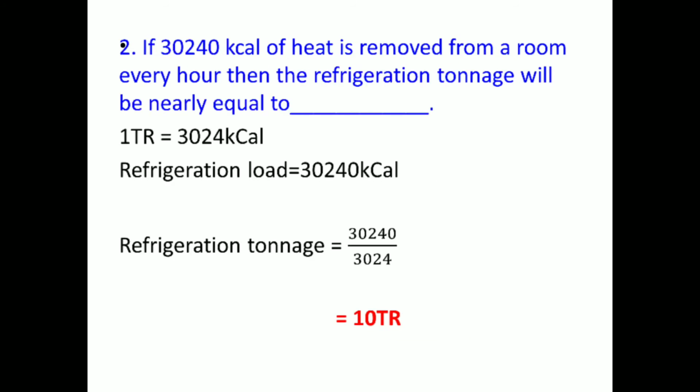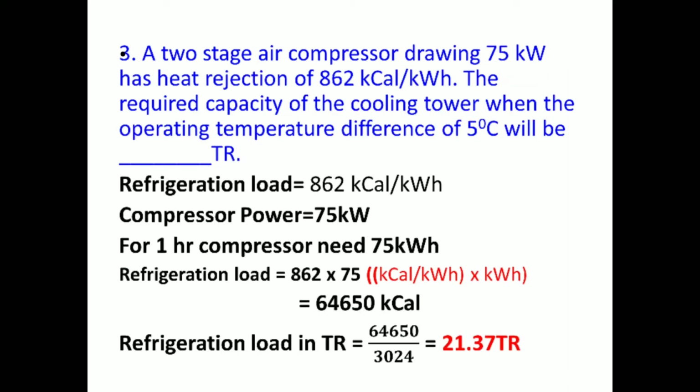Another numerical is again based on the same formula. Here 30,240 kilocalories heat load is given to you for 1 hour, and it is asked to find out the refrigeration tonnage. So again 1 TR is equal to 3024 kilocalories. Refrigeration load is given to you in kilocalories. You just have to convert it into TR. Just by simply dividing it by 3024 you can get the required tonnage of the refrigeration load.